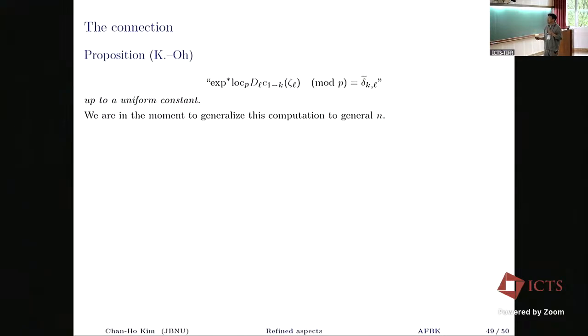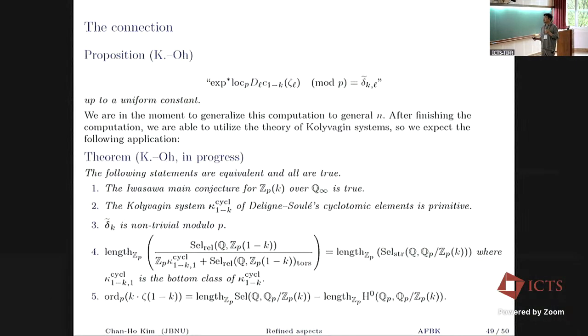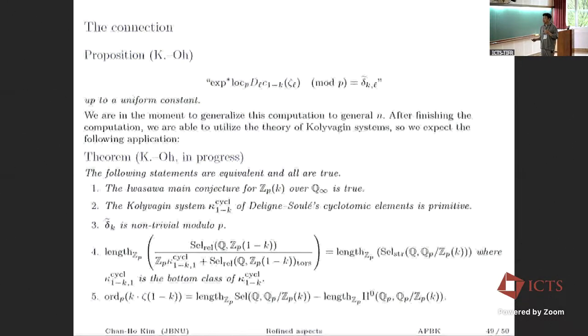Basically, mod P is the same as the delta KL up to some uniform constant. And we are at the moment of generalizing this computation to general N. We will do it soon, I guess. And after finishing the computation, we are able to utilize Rubin's Kolyvagin system. So we expect the following application, and all these are equivalent and all are true.